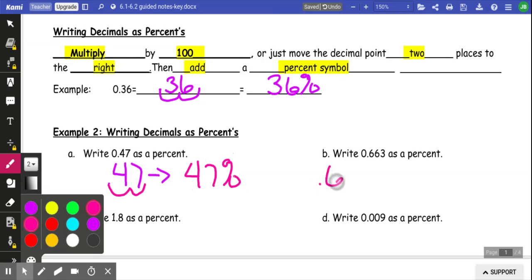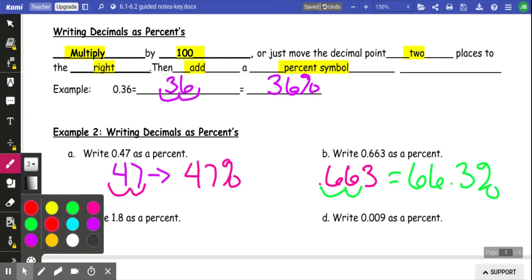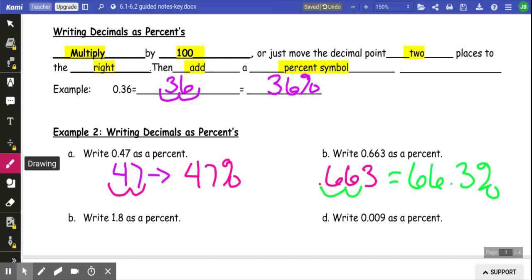Here I have 663 thousandths. I'm going to move my decimal point 2 to the left, I'm sorry, 2 to the right, 1, 2, and that equals 66.3%. So even though it didn't give us just a whole number, it did give us a decimal, we still need to write it down as is. We cannot just drop that 0.3. Okay, let's look at our B example, or I guess this would be C.